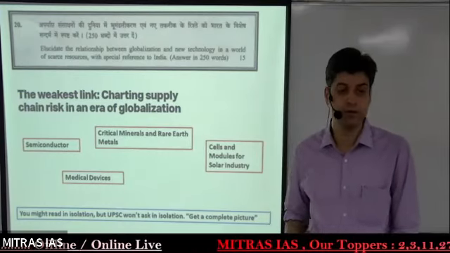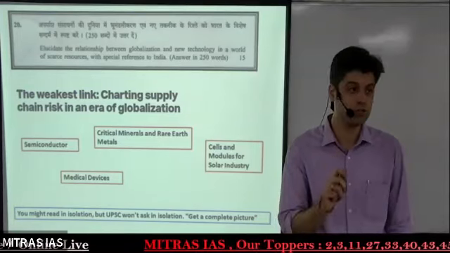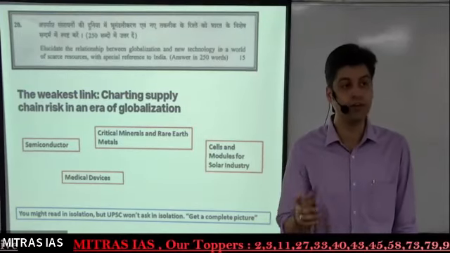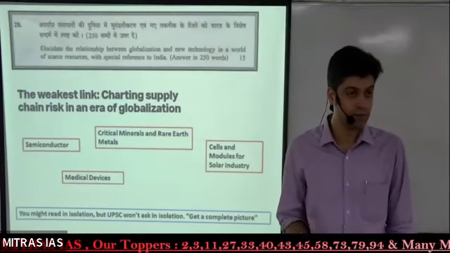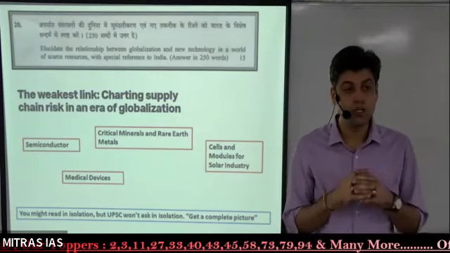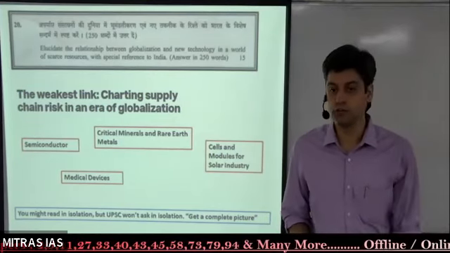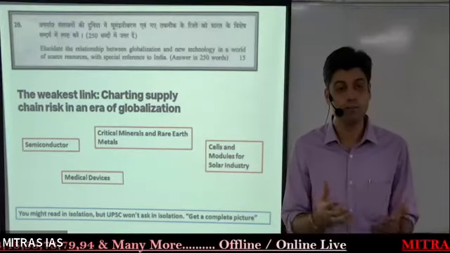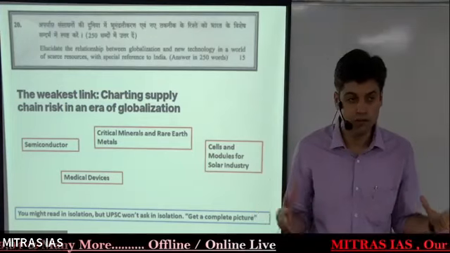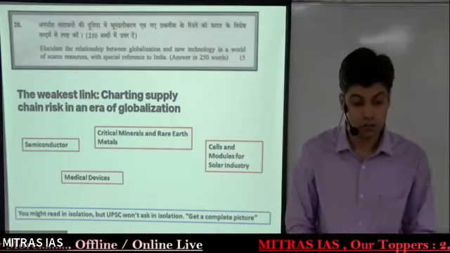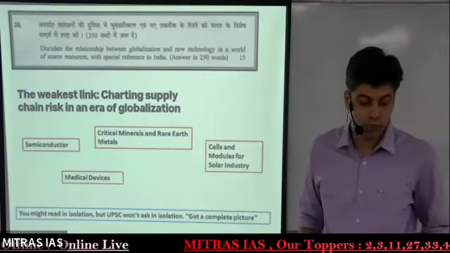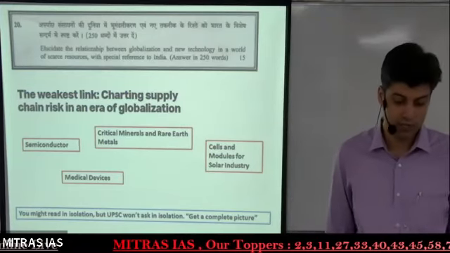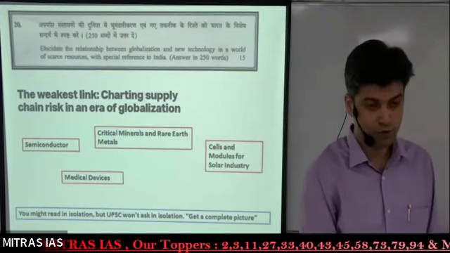So this is a 15 marker. You have 10 minutes to write. You have 2, 3, 4 minutes to think. And while writing also, things will click in. But don't depend on thinking of a particular book you've read. Maybe separate articles, and that is where your skill will come in to club it together. So you might read in isolation, but UPSC won't ask in isolation. Get a complete picture. That is very important.